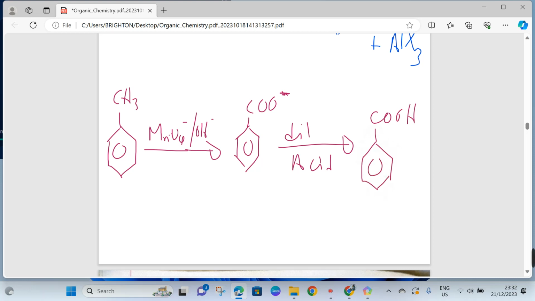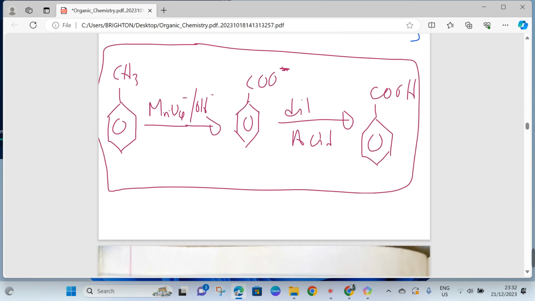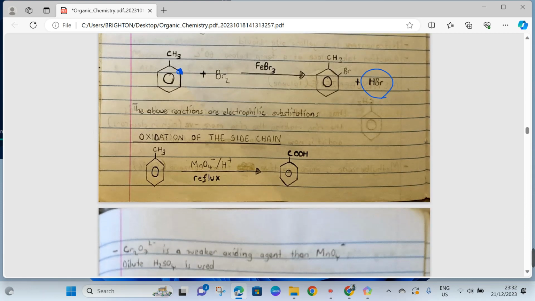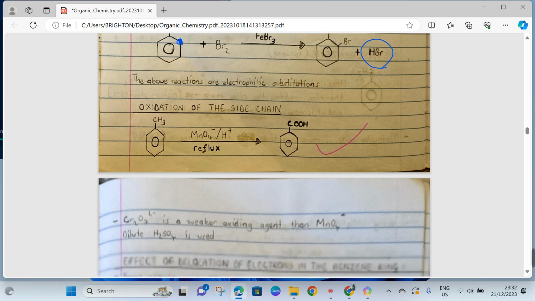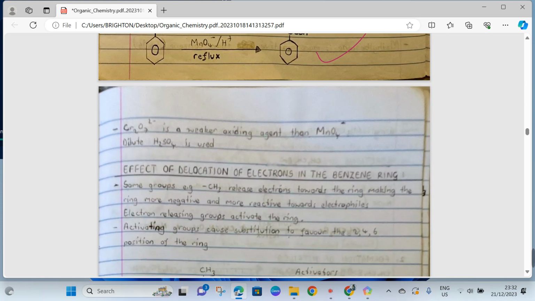Okay, so from Cambridge study, guys, that is the kind of setup they preferred. But in my notes there, I just simplified the reaction to say if you just reflux under acidified conditions, you produce this, which is also equally correct. I was just saying potassium dichromate ions are weaker oxidizing agents than manganate ions, so dilute acid is used.